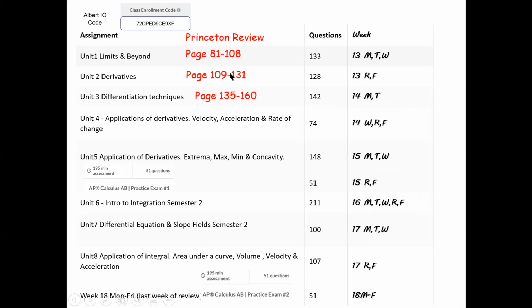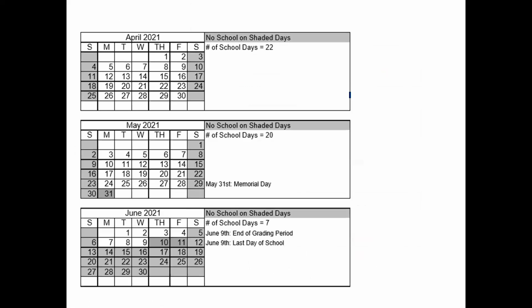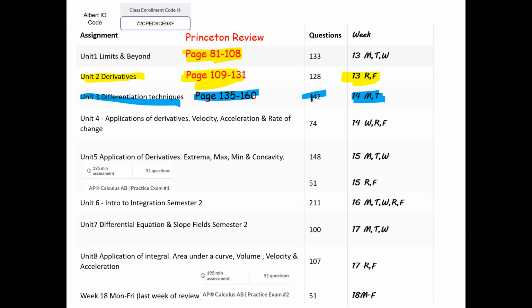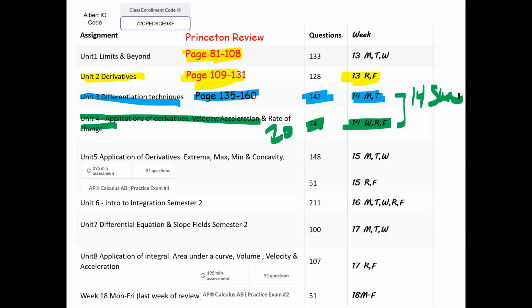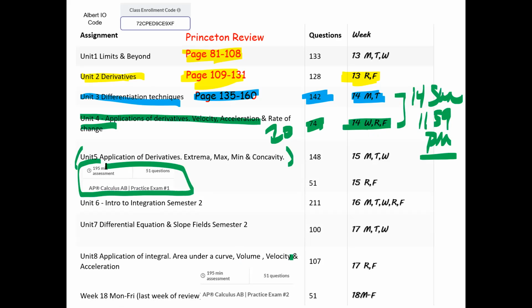Just as a quick reminder of what we're going to be doing this week, Unit 2 is due by week 13, which is this week, by Sunday at 11:59. Both Unit 1 and Unit 2 are done. If you need some additional assistance, these are the pages in your print and review book. Next week, we're going to start Unit 3, which is on differentiation techniques or derivative techniques. Read the book pages 135 to 160. This is assigned for week 14, Monday and Tuesday. Pick any 30 questions. After that, we're moving on to Unit 4, applications of derivatives, and you can do that for week 14, Wednesday, Thursday, Friday. Pick any 20 questions, so keep that in mind. Again, this is due by week 14, Sunday, 11:59 p.m. By week 15, we're going to finish up with concavity, and that'll be the end of Calculus 1. You will take your AP practice test on that Thursday, Friday, and then we'll move on to semester 2 stuff.